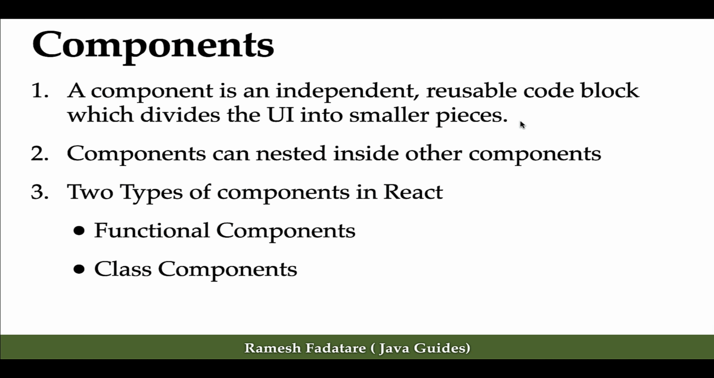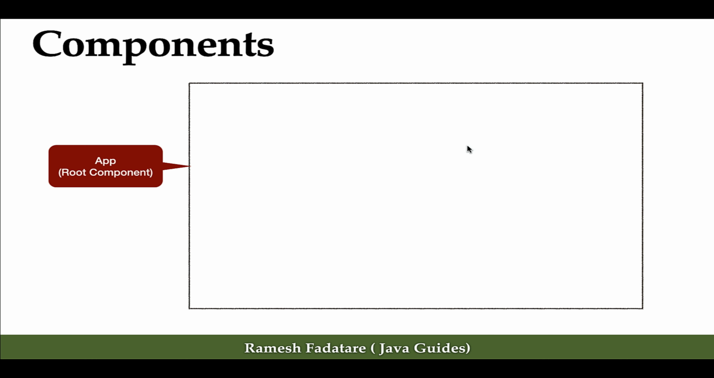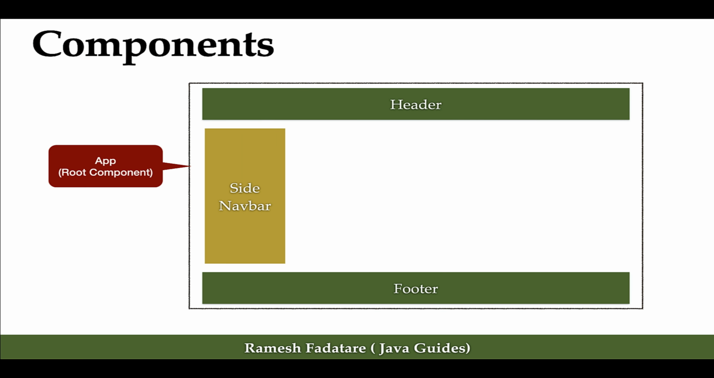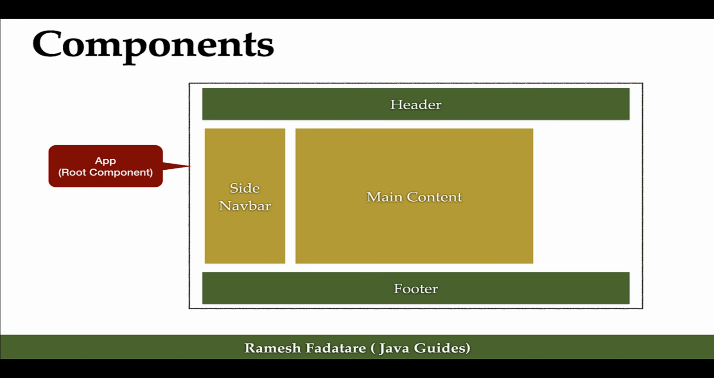Hi everyone, welcome back. In the next couple of lectures we will take a look into what components are in React and the different types of components in React. Well, what is a component? A component is an independent, reusable code block which divides the user interface into smaller pieces. Let us understand with an example. Consider we have a user interface, and we can divide it into smaller components, for example header component, footer component, side navbar component, main content component, and ads component. Finally these components come together to create a complete user interface.